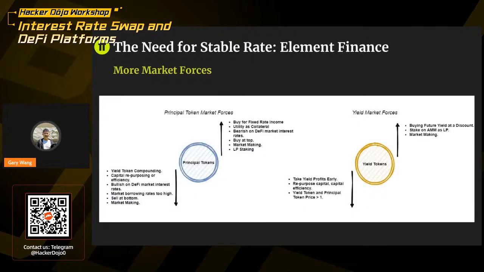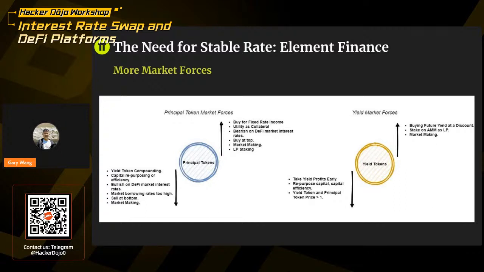The previous example is the most important thing that is happening on Element Finance, and it's the main functionality of the principal tokens and the yield tokens. But there are more things that can be done with principal tokens and yield tokens, and there are more market forces with them, since they are both ERC20 standard tokens, and they can be transferred just like any other tokens, and maybe we can make a market not only with principal tokens but also with yield tokens. As is shown in this figure, with principal tokens you can buy fixed rate income.